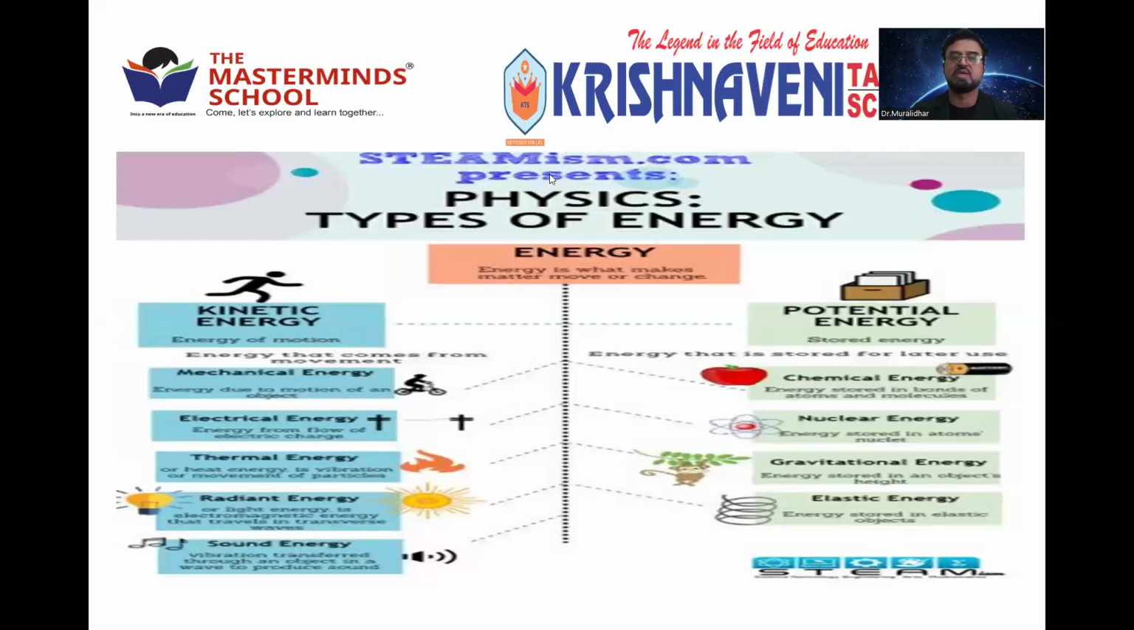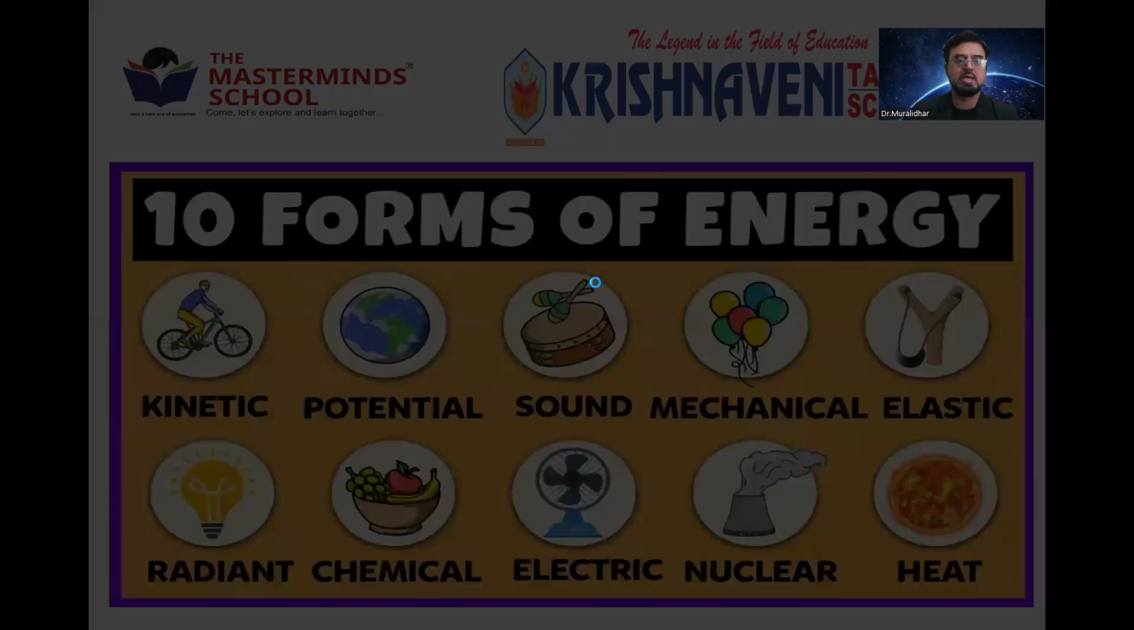Not only that, there are some more. In physics, there are two types of energies, kinetic energy and potential energy. In kinetic, you come across mechanical energy, electric energy, thermal energy, radiant energy, and sound energy. Others like chemical energy, nuclear energy, gravitational energy, and elastic energy all come under potential energies. Okay, clear?